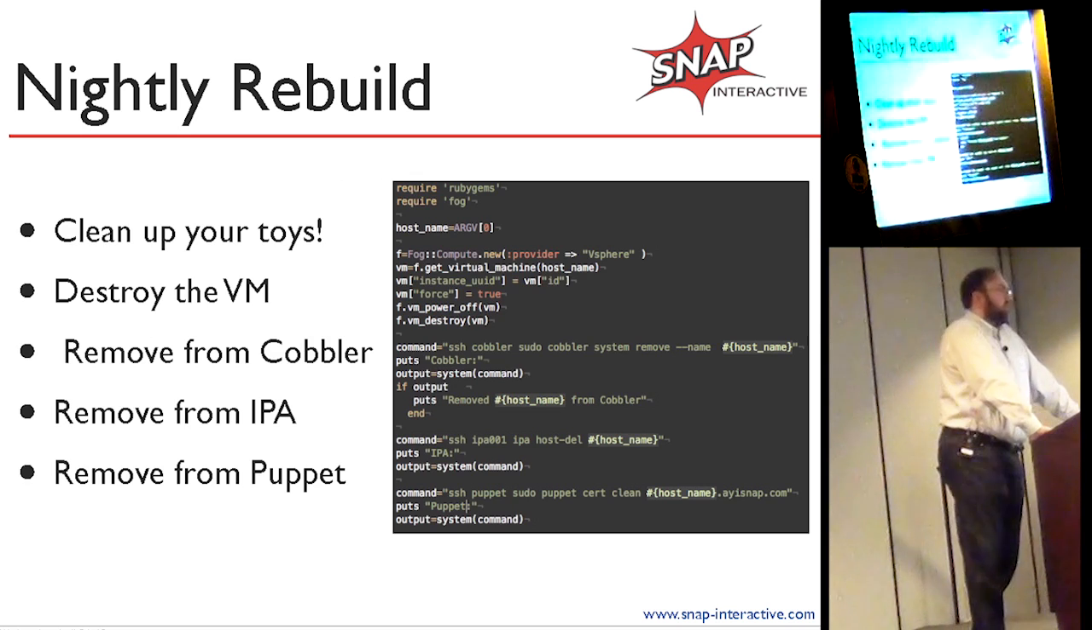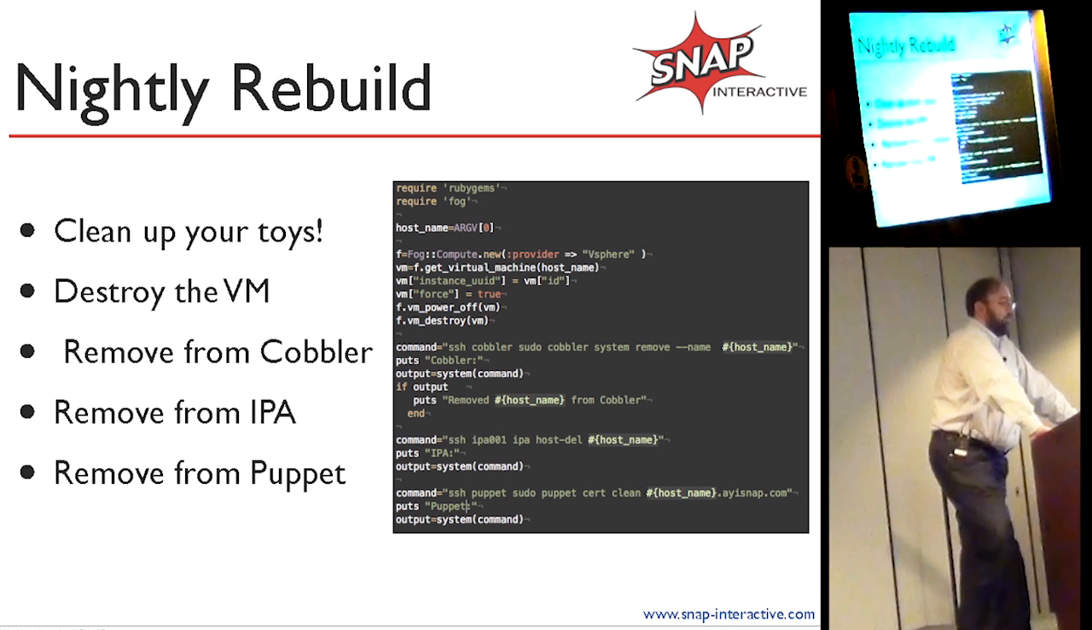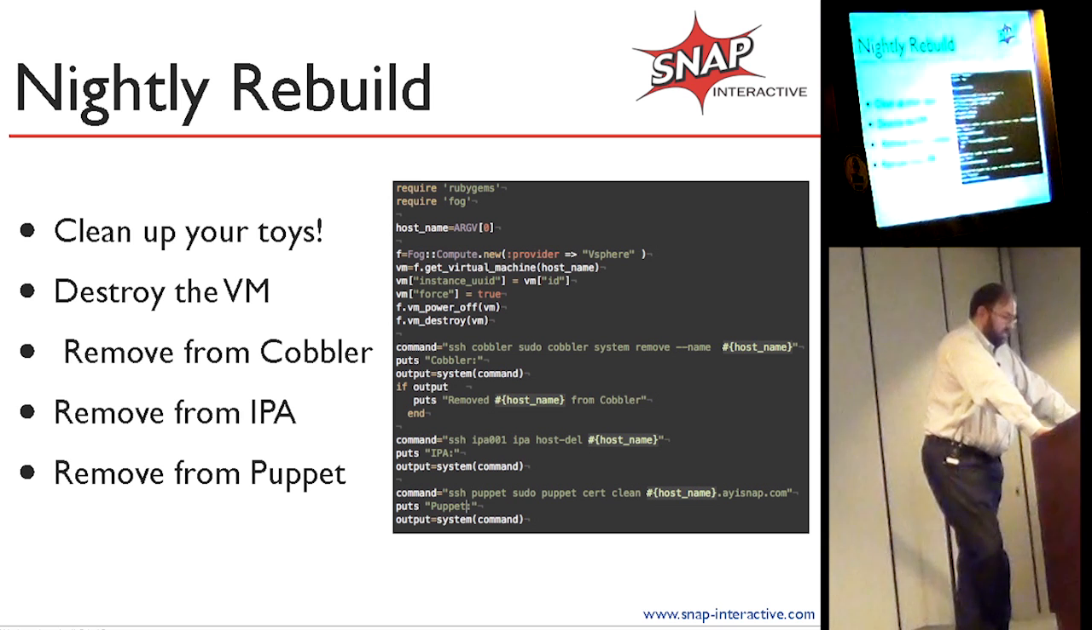Now, the trick is, if you're going to rebuild the machines every night, you also have to make sure to clean them up beforehand so that Puppet doesn't get cranky because the SSL certs have changed. So you need to remember to clean up your toys. We destroy the VM, remove it from Cobbler, and then remove it from IPA. This should also say removed from Puppet as well, which I just realized it doesn't. The code does.